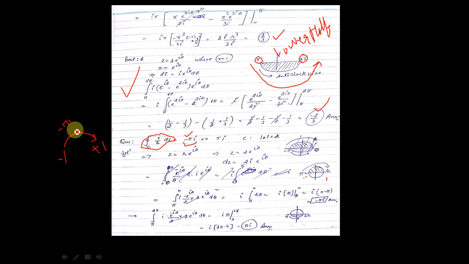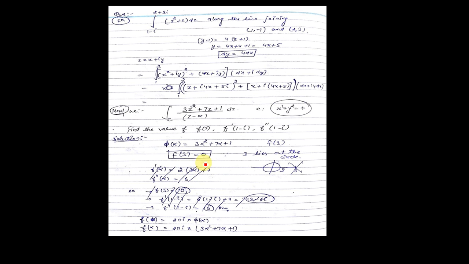This is a very simple but very tricky question, and it can be asked in UPSC mains 2016. Chances are very high. I have specially done it. The question is the integral of e raised to 3z square plus 7z plus 1, divided by z minus alpha, into dz, where the curve C is a circle.